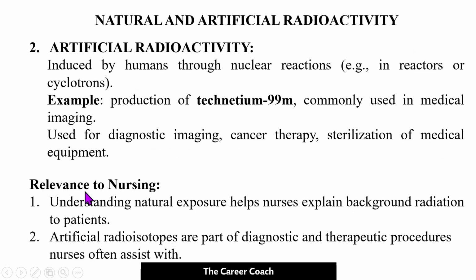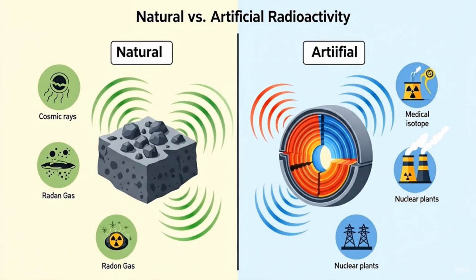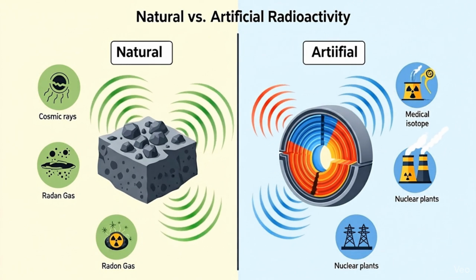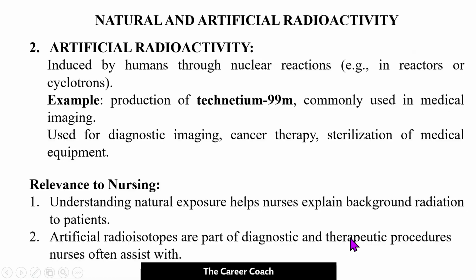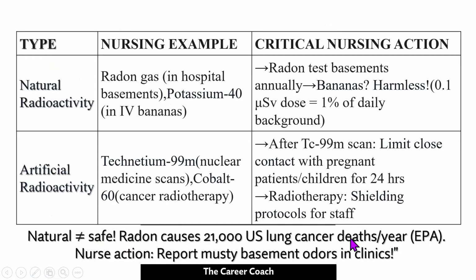How is natural and artificial radioactivity relevant to the nurse? 1. It's relevant to the nurse in understanding natural exposure, which helps nurses to explain background radiation to patients. 2. It is relevant to the nurse in the sense that artificial radioisotopes are part of diagnostic and therapeutic procedures which nurses often assist with. So there is need for the nurse to be informed.